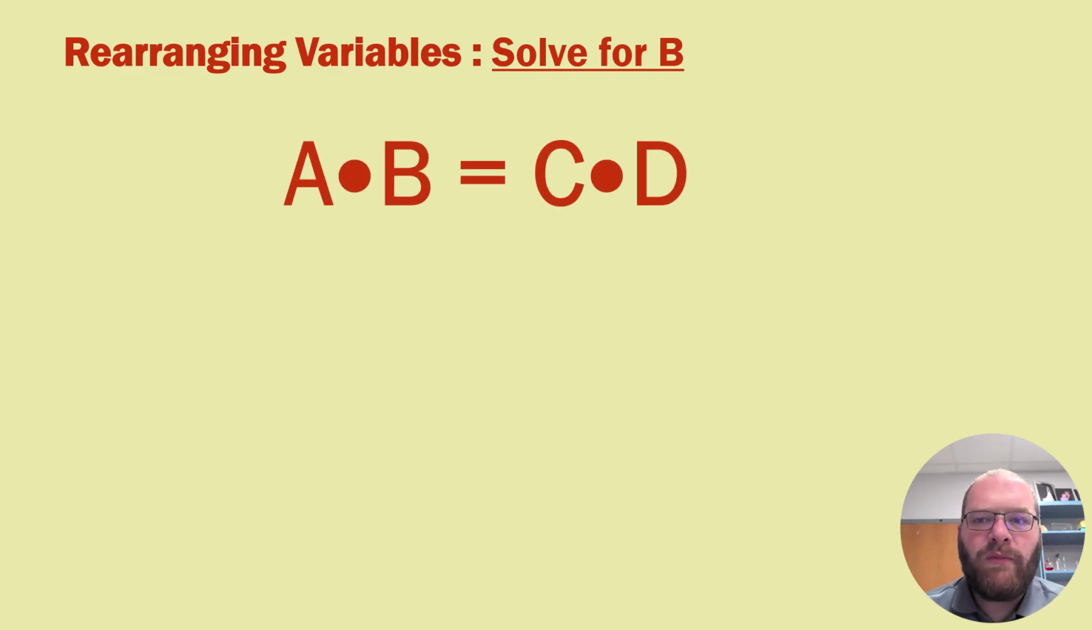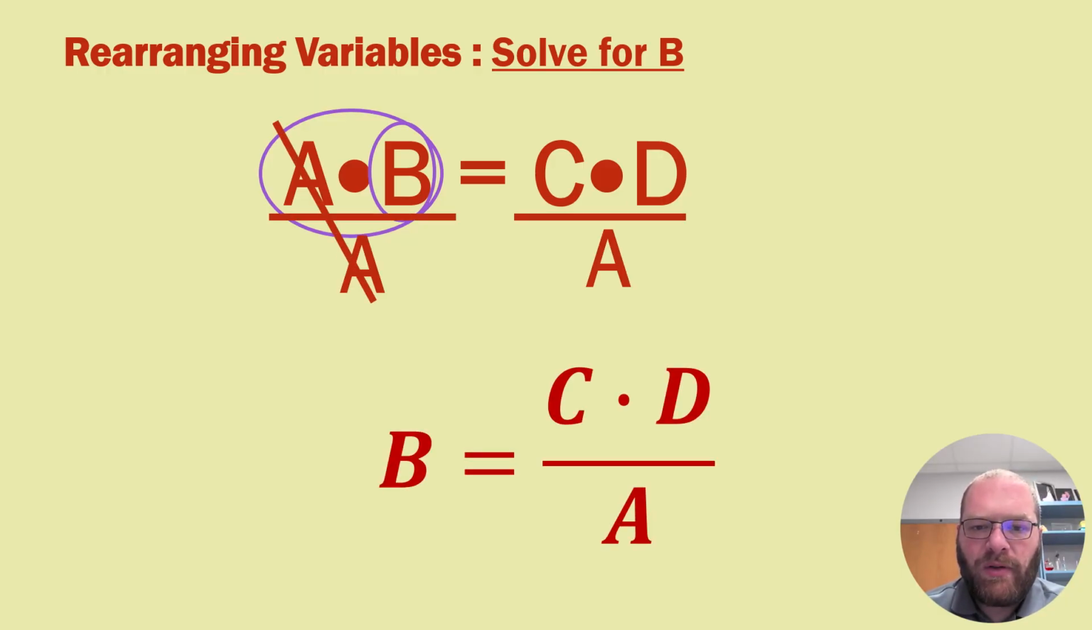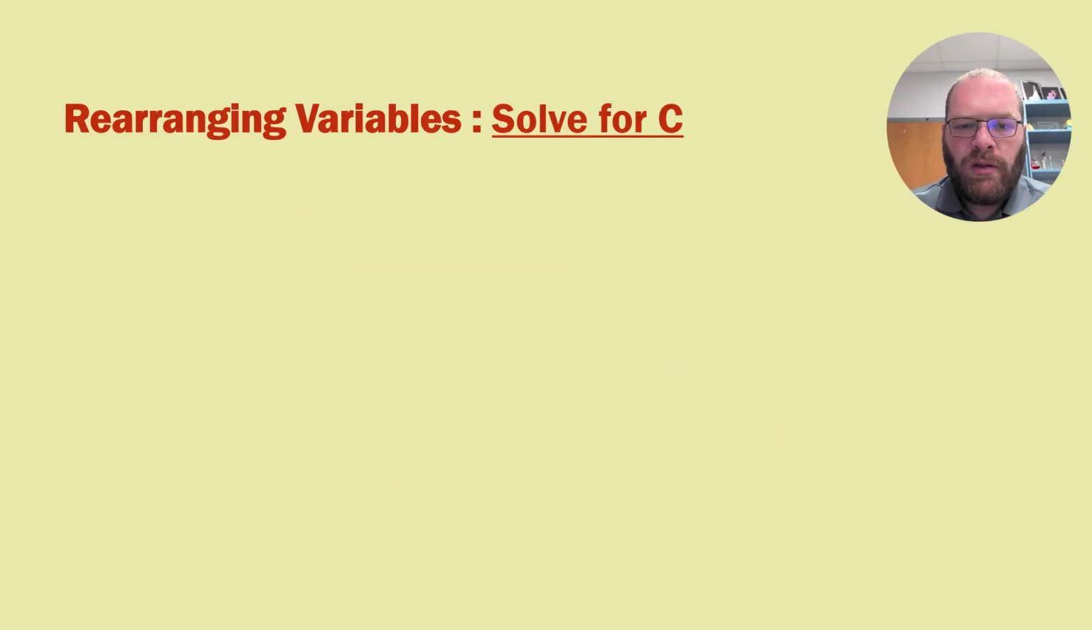Here we have the same formula, but we're solving for b. And so we circle b and then a times b. So to get b by itself, we divide by a on both sides. And we end up with cd divided by a. So that will get us b.